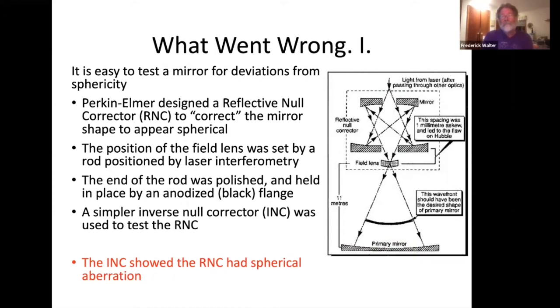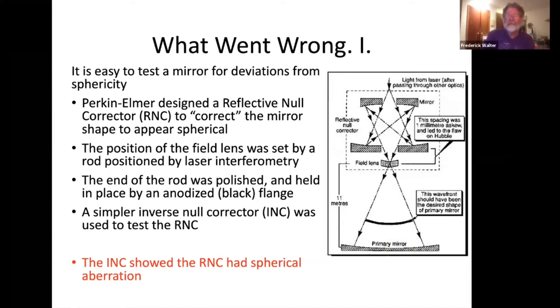The field lens had to be a specific distance away from the primary mirror, and that was set by a rod attached to the back of the field lens, which was positioned using laser interferometry. This is important. Now, the end of the rod was polished to reflect the laser light, and it was held firmly in place with a black anodized flange, an aluminum flange. And the black was designed to not reflect light. So it would be located precisely using laser interferometry.